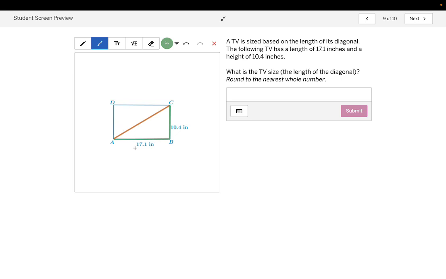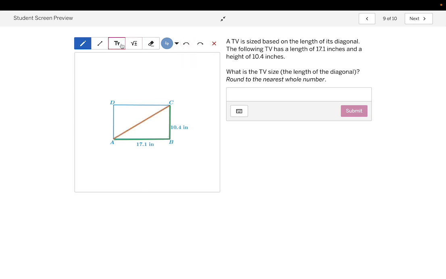So it's not going to be advertised as like a 17.1 inch TV or a 10.4 inch TV. It's going to be advertised as the length of this diagonal here. And you can see we took this rectangle shape that was the TV and created a right triangle out of it, because this is a right angle down here. And if this is our right angle, that means this has to be our hypotenuse.